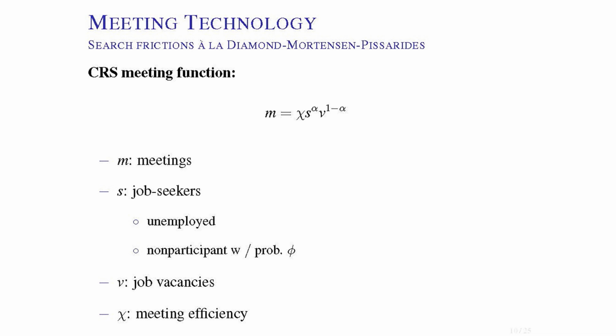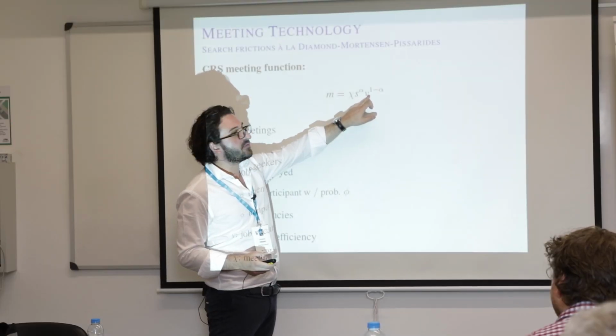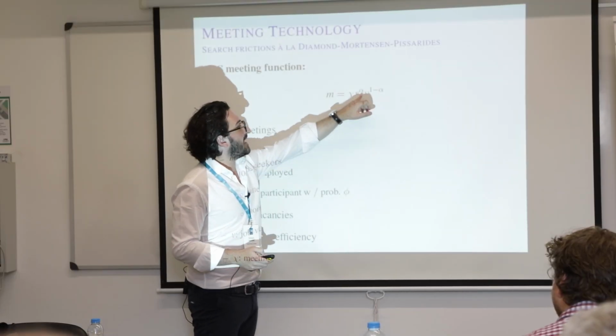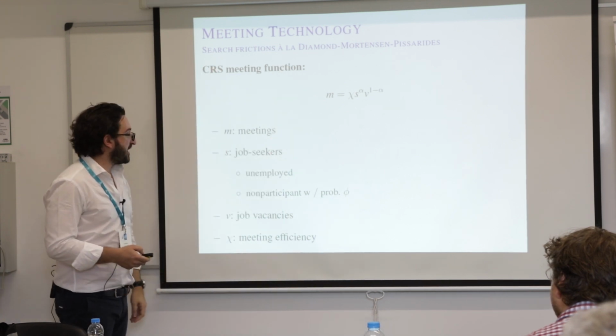Now, the part about meetings between employers and workers in search is standard. So I'm going to assume there's a constant returns to scale meeting technology. That is, the meetings depend positively on the number of people searching, S, and the number of job vacancies posted. Alpha and chi are parameters.